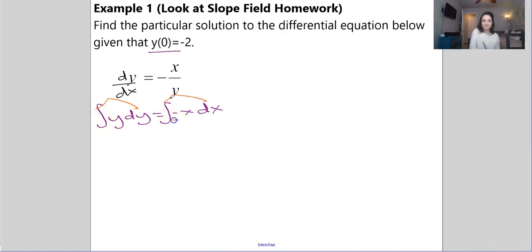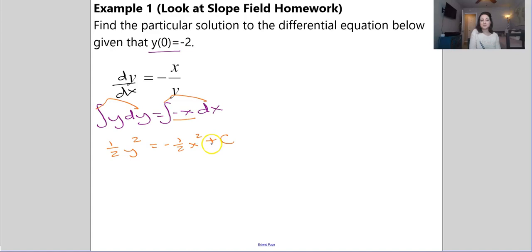Integral and dx means find all antiderivatives of negative x, okay? So let's do that. Antiderivative of y is 1/2 y squared, technically plus c, but I'm just going to put the constant on the right side because a constant minus a constant is still a constant. The antiderivative of negative x is negative 1/2 x squared, and here's going to be my plus c, okay? That's the calculus. That's it. The rest is going to be algebra.